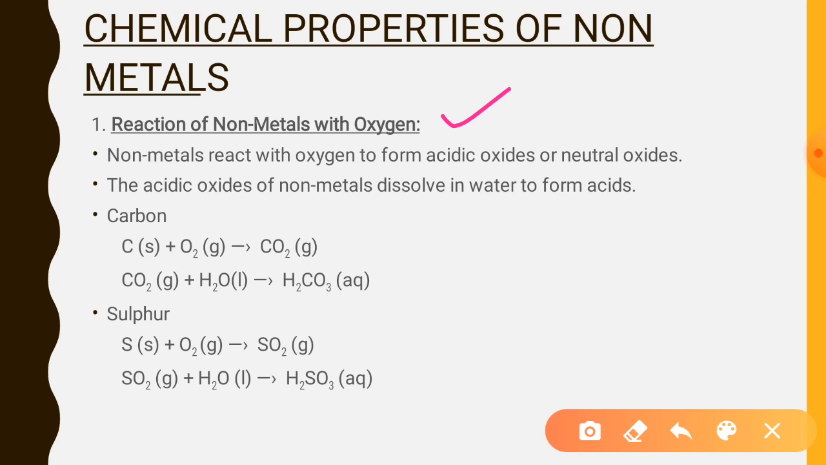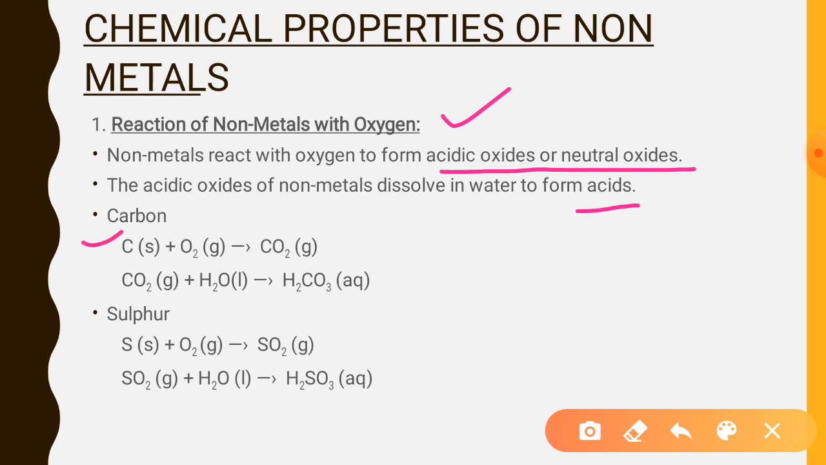When a non-metal reacts with oxygen, at that time they produce their oxide. And these oxides can be acidic in nature or neutral in nature. These acidic oxides, students, when combined with water, on dissolving in water, they form acid. So let's see the example.